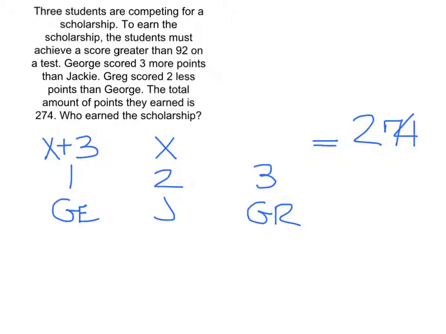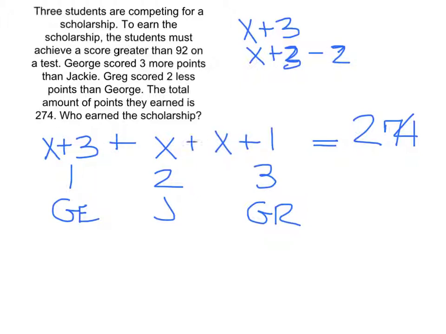Greg scored 2 less points than George. So if George had x plus 3 and Greg scored 2 less points, you would make it x plus 1, right? How many x's do we have in the problem? 3. And what is 3 and 1? 4. We set that equal to 274.